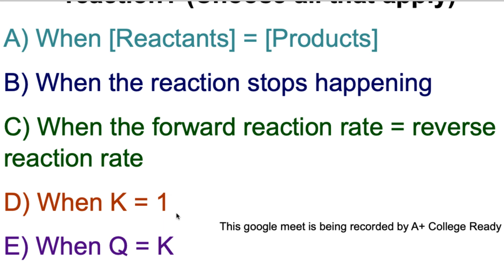D, when K is equal to 1, that suggests that the amount of products and reactants is the same. So that can be true, but it's not necessarily always true. And when Q is equal to K, that is equilibrium. So the correct answers here are C and E.